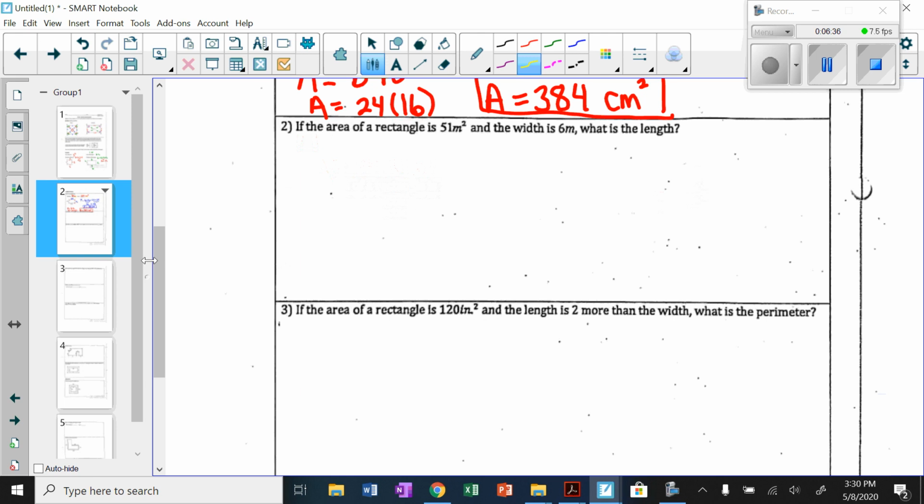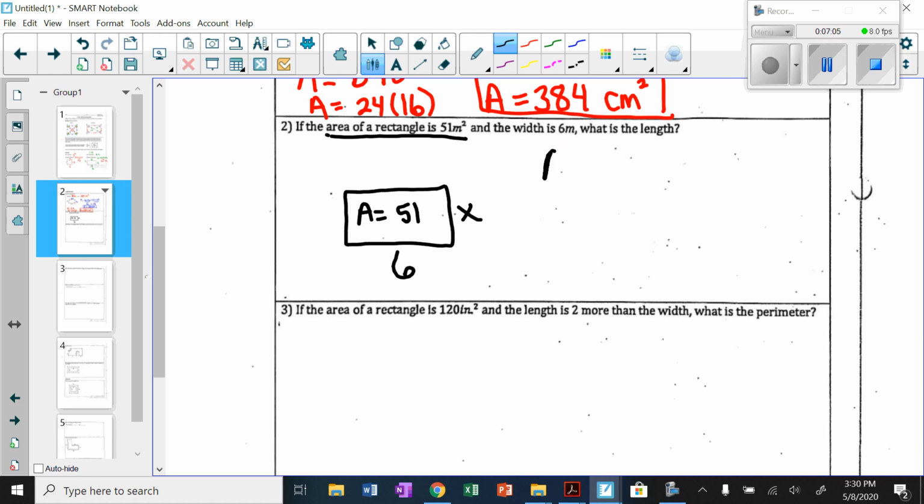All right, number 2. It says, if the area of a rectangle is 51 meters squared and the width is 6 meters, what is the length? Okay, so we're talking about a rectangle, but this time they're telling us the area. So the area is 51. They're saying the width is 6. What is the length? So this time I'm going to use the formula area equals length times width, because that's what they're talking about.